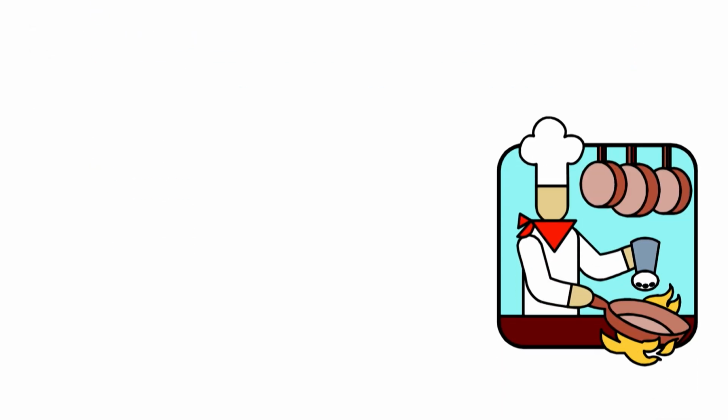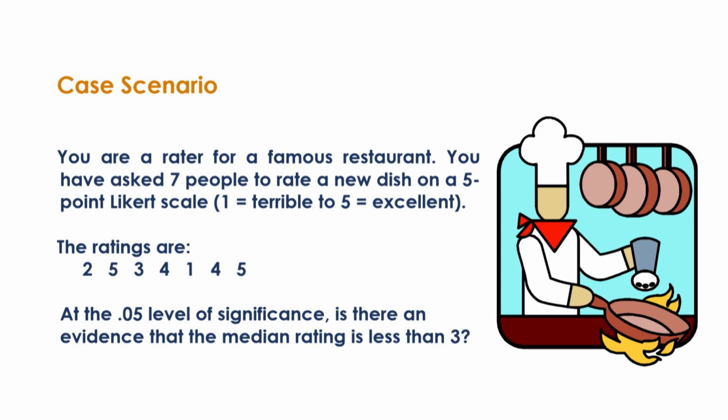Next we can see a case scenario, a live example. Suppose you are a rater for a famous restaurant, and you have asked 7 people to rate a new dish on a 5-point Likert scale, where 1 is terrible and 5 is excellent. The ratings are 2, 5, 3, 4, 1, 4, 5. We want to check, at the 5% level of significance, that is 0.05, is there any evidence that the median rating is less than 3?